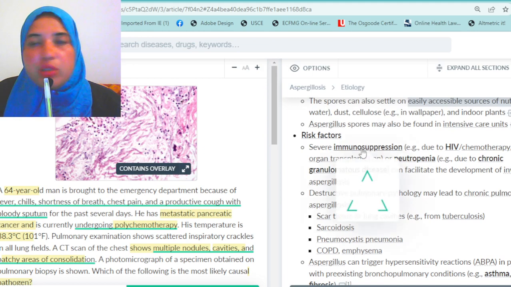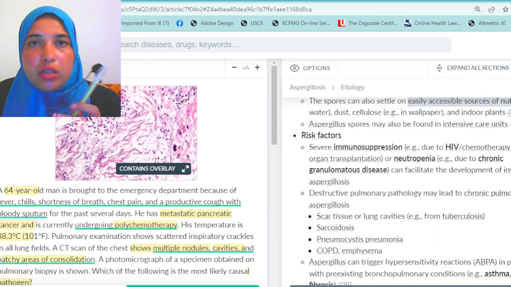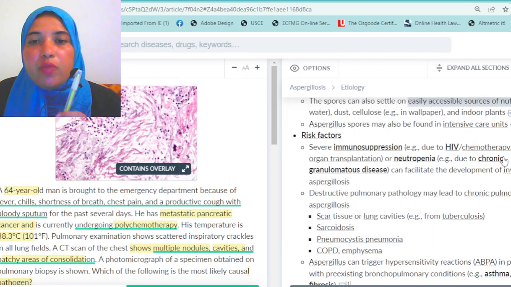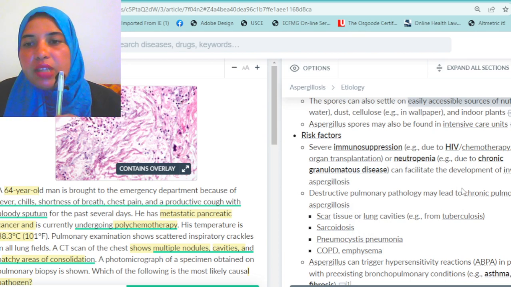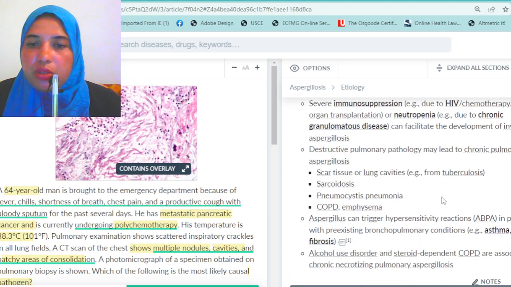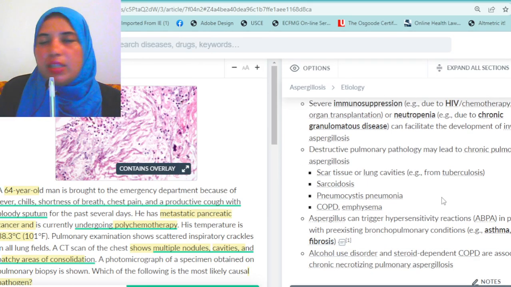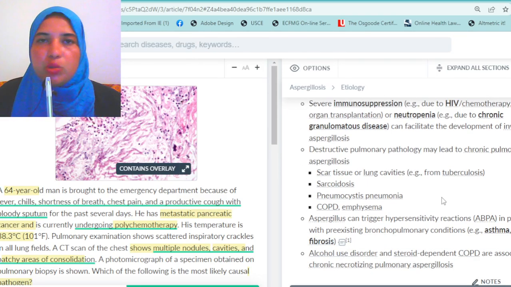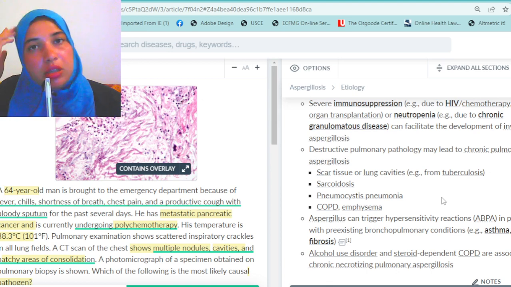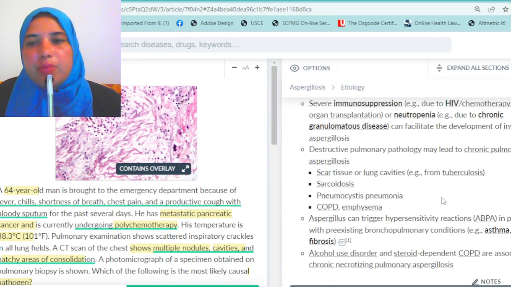Risk factors are severe immunosuppression. So we know in this case he's on chemotherapy, or has HIV, or neutropenia due to chronic granulomatous disease, which can facilitate the development of invasive aspergillosis. So I've got to keep that in mind whenever I see these kinds of clinical vignettes: HIV, immune suppression, CGD. Then we're going to go with Aspergillus as one of our answers. Keep that in mind.